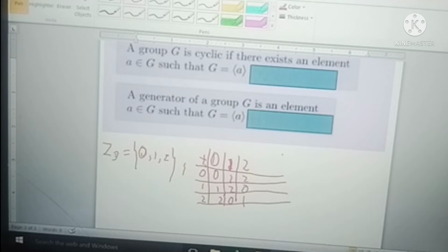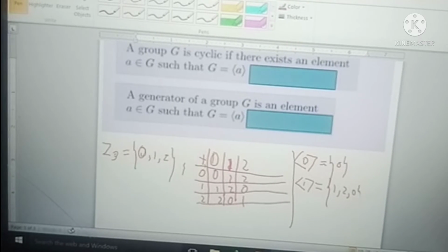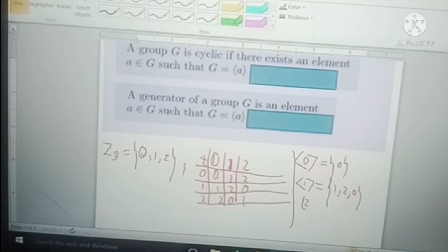For example, take 0 as a generator. 0 is the identity of addition, so it only generates the element 0. Now take 1 as the generator, the subgroup generated by 1. So 1 plus 1 equals 2. 2 plus 1 equals 3, but modulo 3 is equal to 0. How about 2?